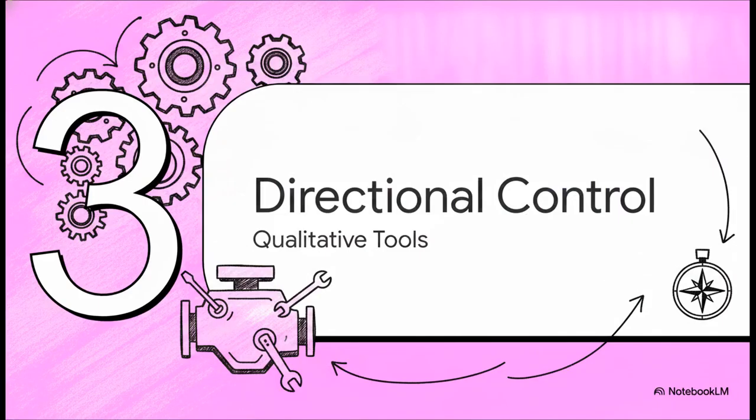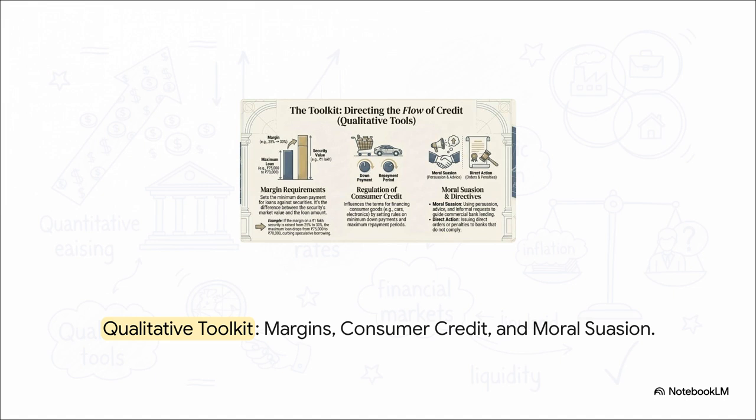Moving right along to Section 3, qualitative tools, which is all about directional control. Okay, so those quantitative options we just talked about, those are the blunt instruments. But what if the economy doesn't actually need a massive system shock? What if we just need a minor correction in one specific area? That's when the central bank reaches for its directional tools: margin requirements, consumer credit regulation, and moral suasion. Instead of choking off all credit everywhere, these precision lasers direct cash toward productive stuff and steer it away from volatile or speculative stuff. Let's take a closer look.